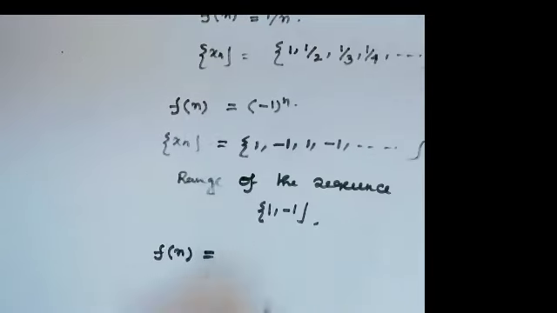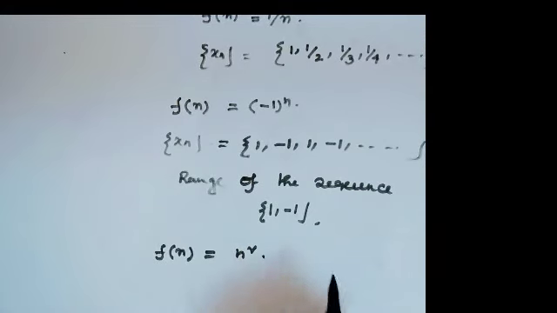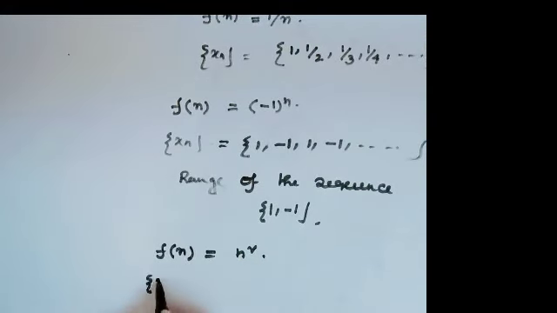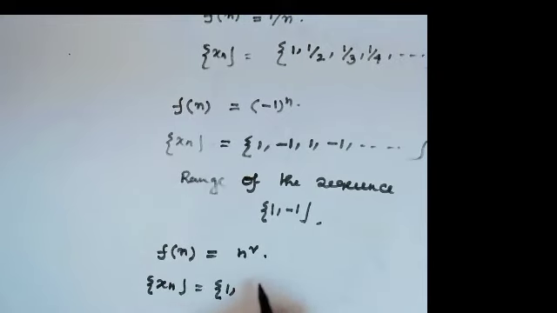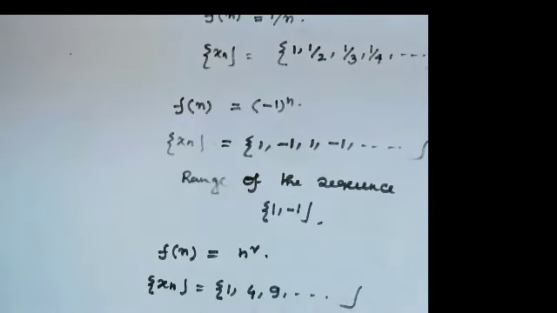Okay, well, if we see another sequence f(n) equal to n squared, then the sequence will be x_n equal to 1, 4, 9, and so on.